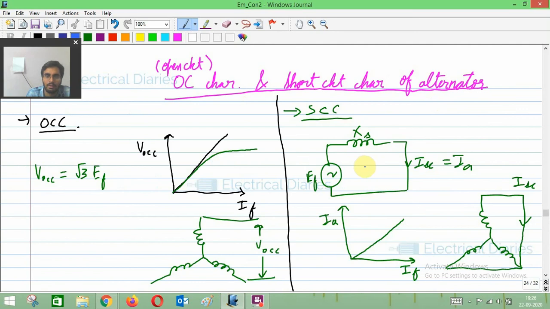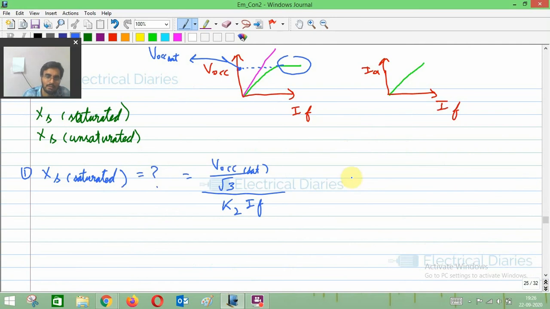So what will be your excess? That is EF divided by your IA. And EF for the saturation region, I will take the EF in this region. And what is EF in this region? VOC by root 3. And why are we taking root 3? Because it is star connected. So you have to remember it in this fashion. That is the only thing people make mistakes in, in these questions.